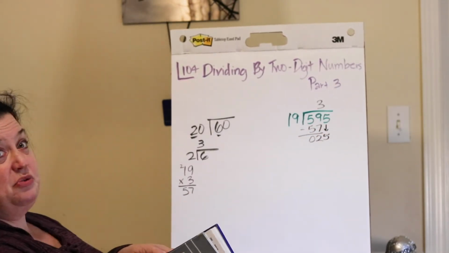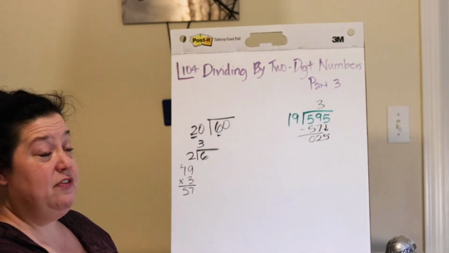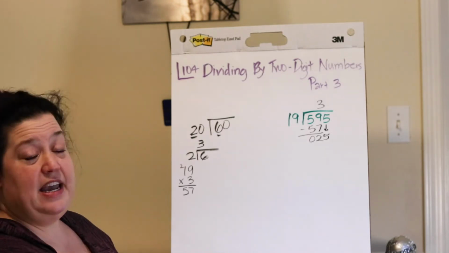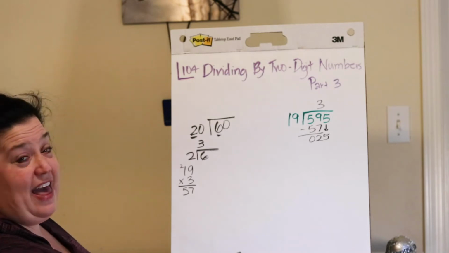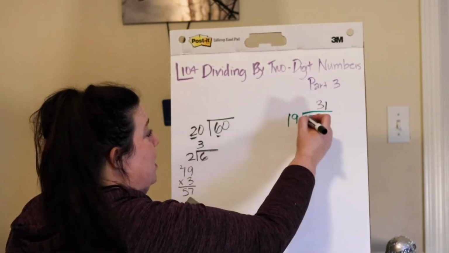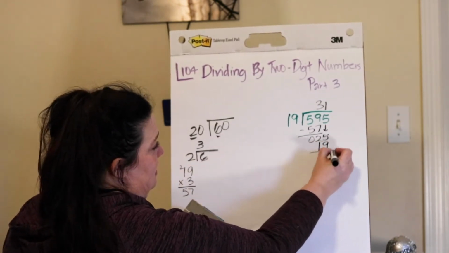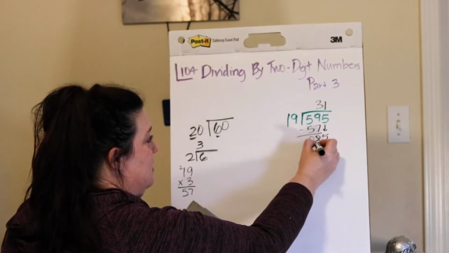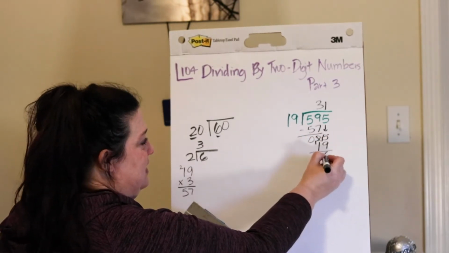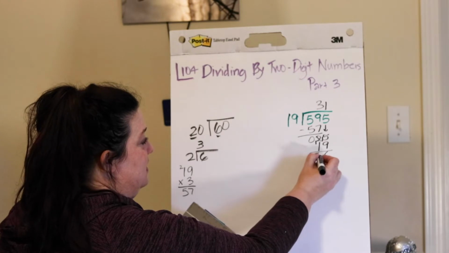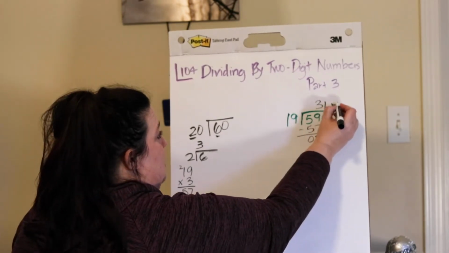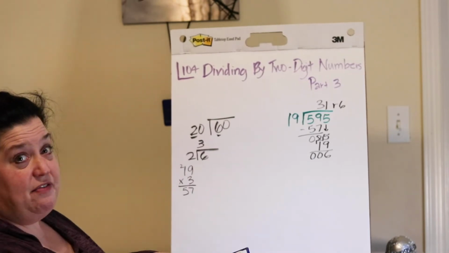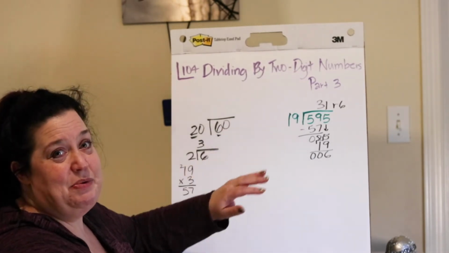Now we have the number 25. Well, if you have 25, can 19 go into it at least once? You're right, it does, just once. So let's try that. 1 times 19 is 19. Now we need to subtract. 15 take away 9 is 6. 1 take away 1 is 0, and we have our 0. So now we have a remainder of 6. So the answer to 595 divided by 19 is 31 remainder 6.